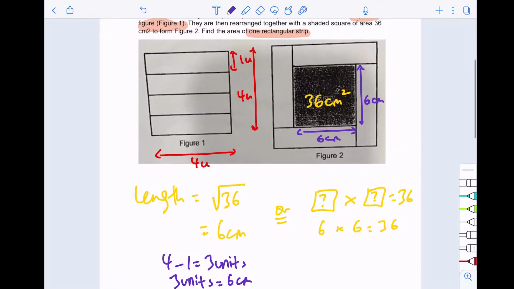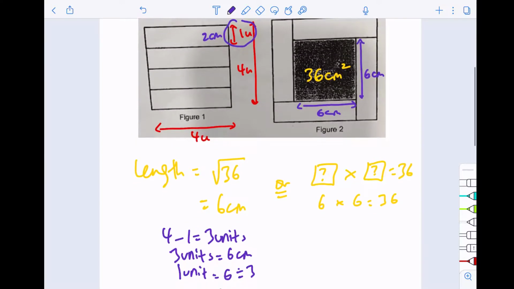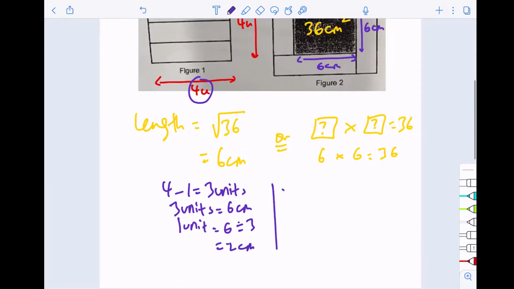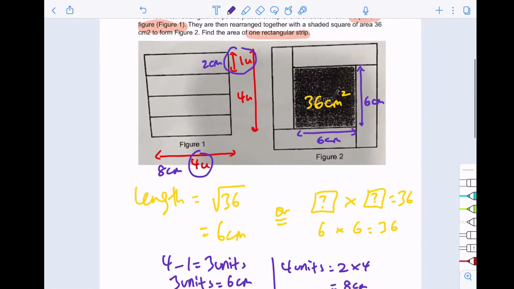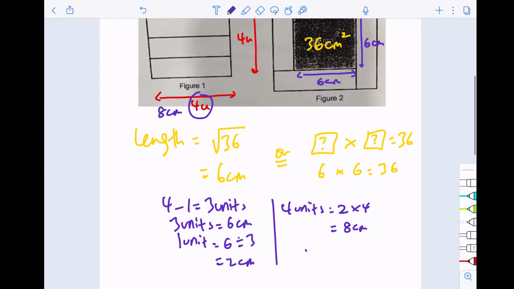Go back to your diagram. At this side here will be 2 cm. And 4 units can be found: 2 times 4, that is 8 cm. So over here is 8 cm. Alright, so we have 8 cm, we have 2 cm, we can find the area of one of these rectangular strips. 8 times 2 gives us the final answer of 16 square cm.